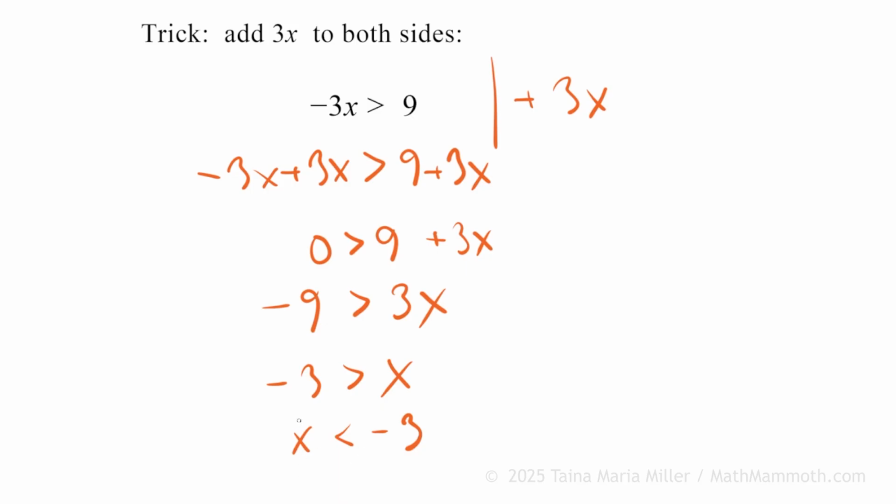And if I check, for example, let's say I take some number that is less than negative 3. Let's say negative 5. So over here, if this is negative 5, I get 15. That is more than 9. It checks. Or if x is, say, negative 10, then I get 30. Yeah, it's greater than 9. If x is negative 4, this becomes 12. Yes, greater than 9. It works.